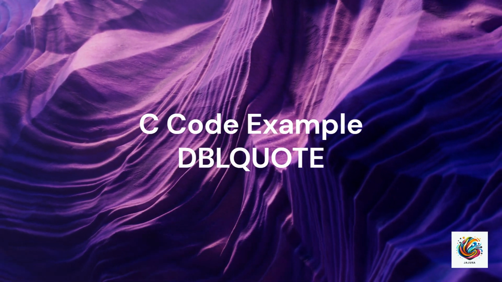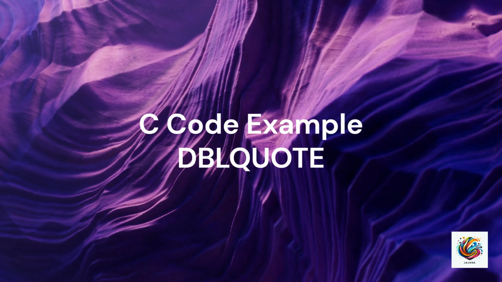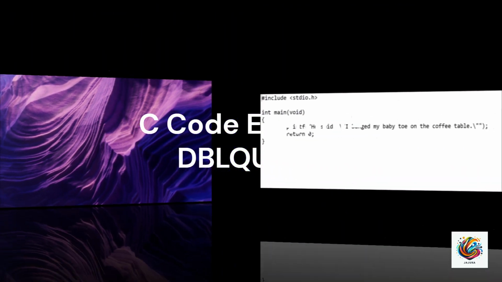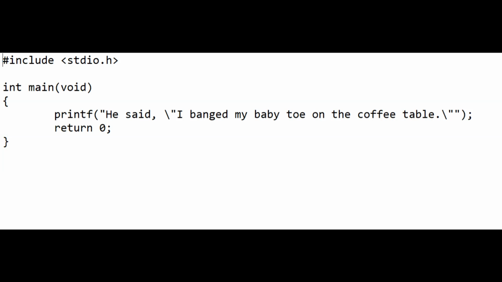I've created a variety of videos that walk through examples of C code to help learners better understand the language. The following example introduces the escape sequence, which is designed to sneak forbidden characters into a text string. In this code, you will learn how to print double quotes.